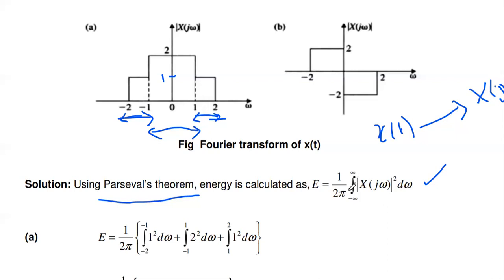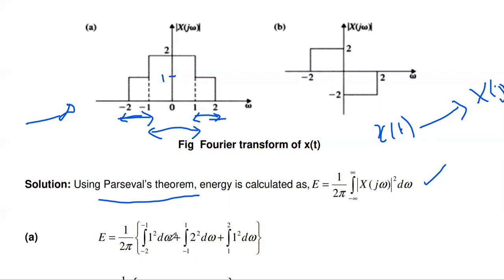That's why we are splitting the integration from minus infinity to infinity into different parts. From minus infinity to minus 2 there is no amplitude, it is 0. Similarly from 2 to infinity there is no value for X of j omega, it is 0. So we split the first integration as minus 2 to minus 1. So you see, integration from minus 2 to minus 1, the amplitude is 1.